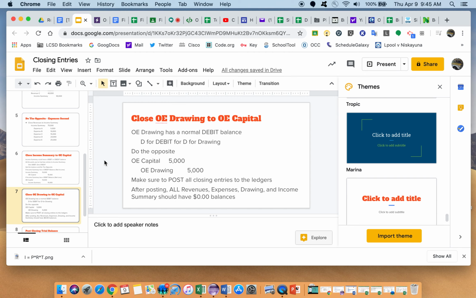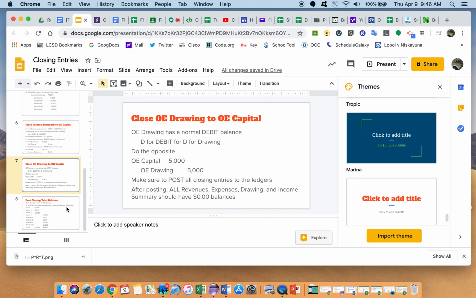Make sure that you post all those entries to your ledgers. Now, if you did it right, you could just go all the way down your ledger accounts and not go back and forth to check what the number is, because the number that you're closing should be right there in your ledgers if you're keeping up with posting. After posting, all revenues, all expenses, your drawing and income summary should all have zero balances.